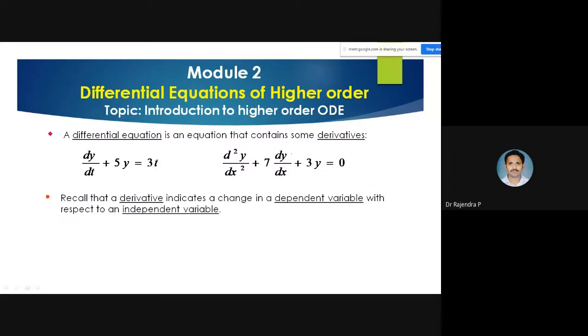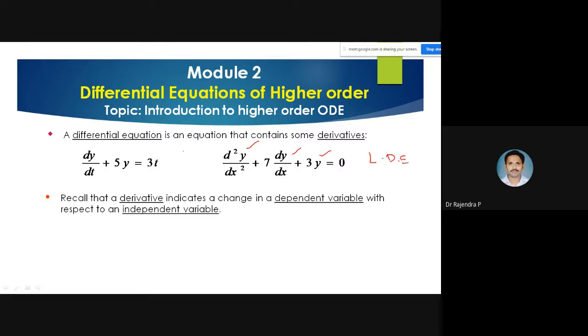And its derivatives, dy by dx, d square y by dx square. The dependent variable y and its derivatives all occur in the first degree. So if you see, the degrees are 1. So in that case, I can call it a linear differential equation.